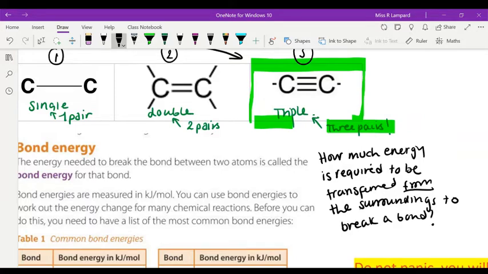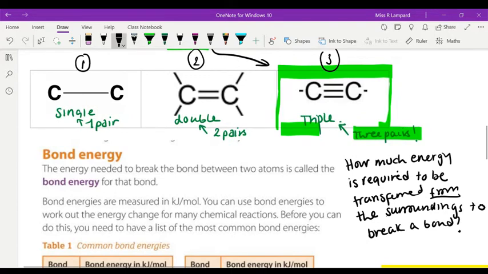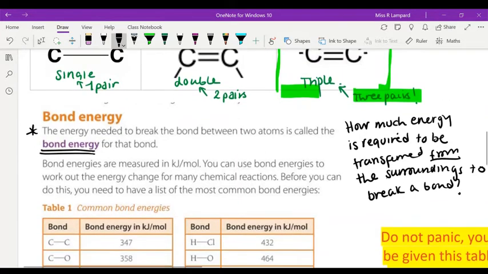Now different amounts of energy are required for different bonds, and if you were asked to define the term bond energy, it is this: the energy needed to break the bond between 2 atoms. Okay, it's called the bond energy. We measure this in kilojoule per mole, and that's because what we are actually doing is how much energy is required to break a mole of these bonds, but you don't need to worry too much about that at this stage, because you're essentially going to be doing that in your calculations using your balanced symbol equations.